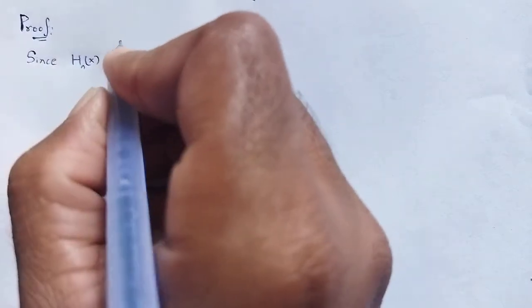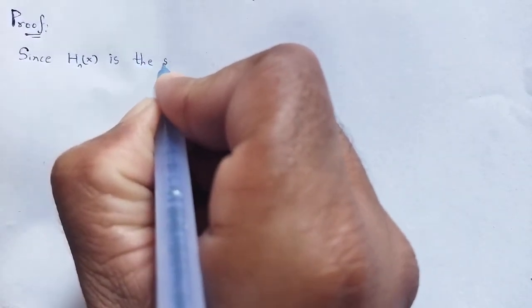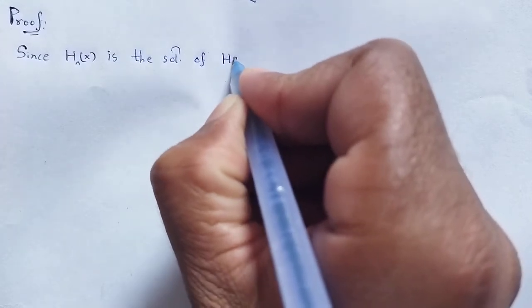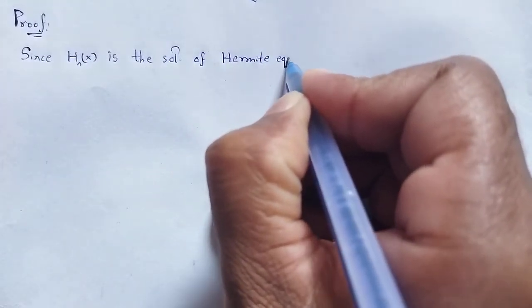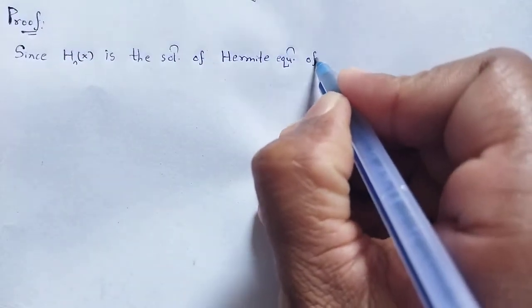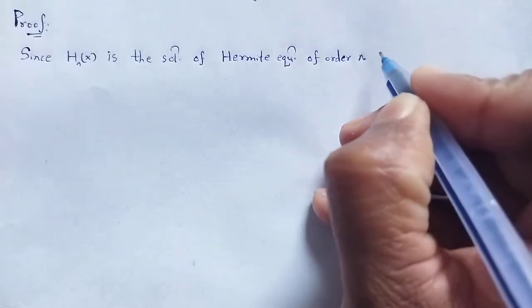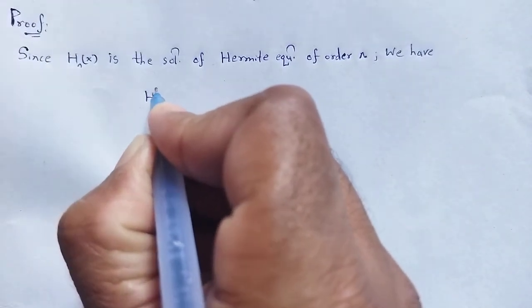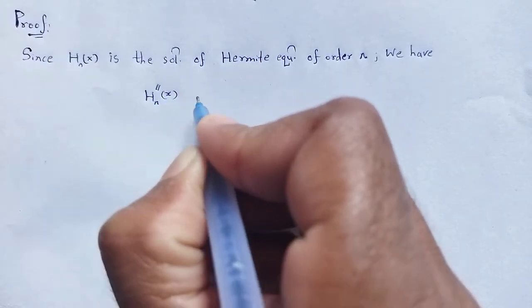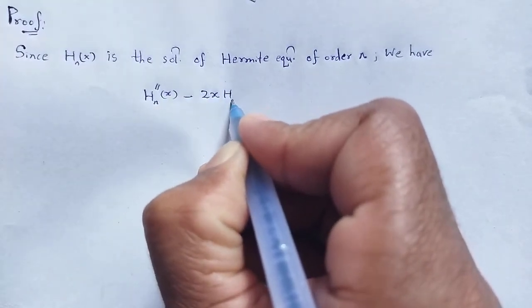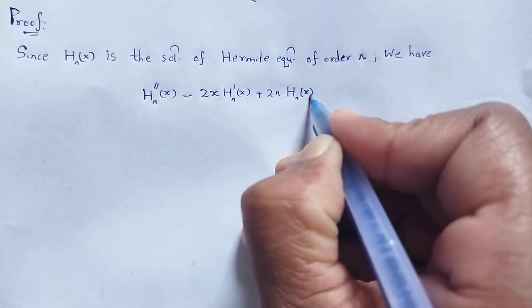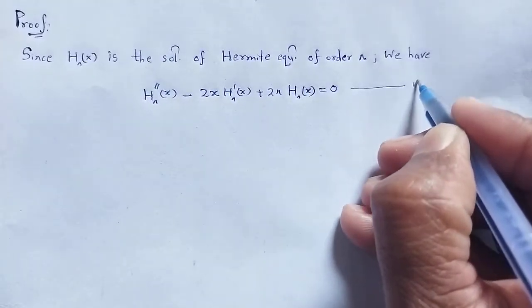Since Hn of x is the solution of the Hermite equation of order n, we have Hn double dash x minus 2x Hn dash x plus 2n Hn x is equal to 0. Equation 1.